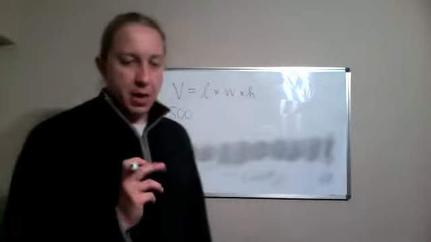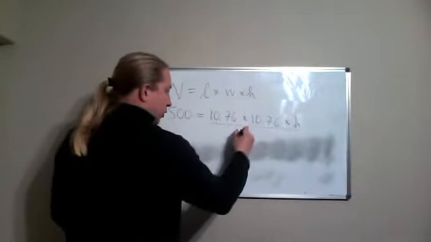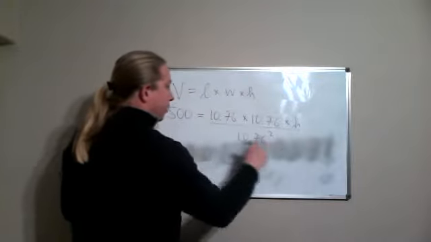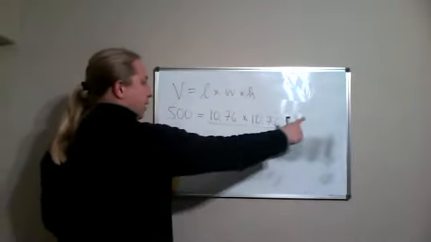We need to find the height, which means we need to get rid of all the stuff in the front. So I'm going to divide by this 10.76 squared, because there's 2 of them. That will cancel with that, leaving me with the h. And what I do to the right, I must do to the left. So divide by 10.76 squared. That cancels with that, leaving us with the height. And the height will equal 500 over 10.76 squared. And that is approximately 4.32 meters.